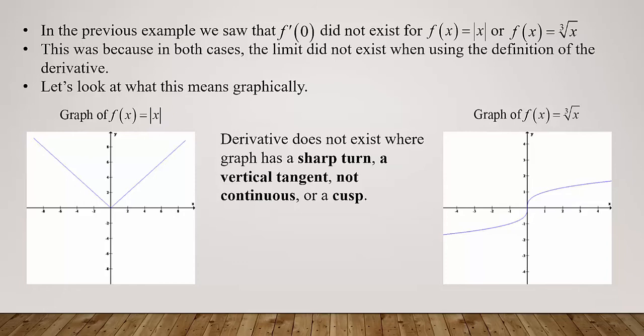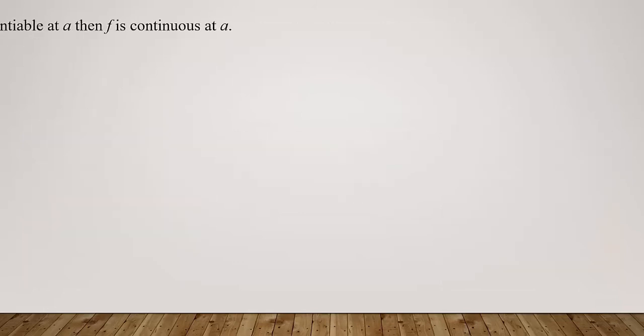And then I mentioned this other thing called a cusp. If you look at the graph of square root of x at x equals 0, some people call that a cusp. So I need you to remember where derivatives do not exist. It's important you remember where the graph would have a corner or a sharp turn, a vertical tangent, or it's not continuous. Those are all values of x where the derivative would not exist.